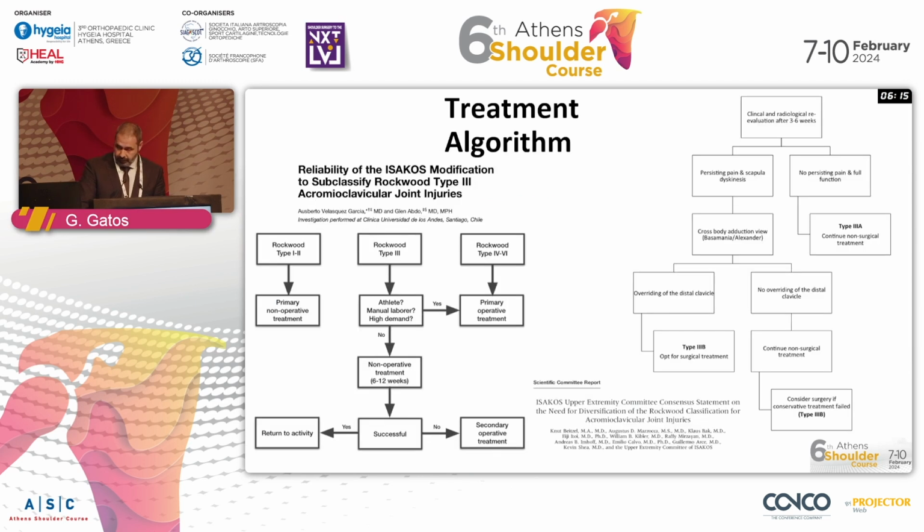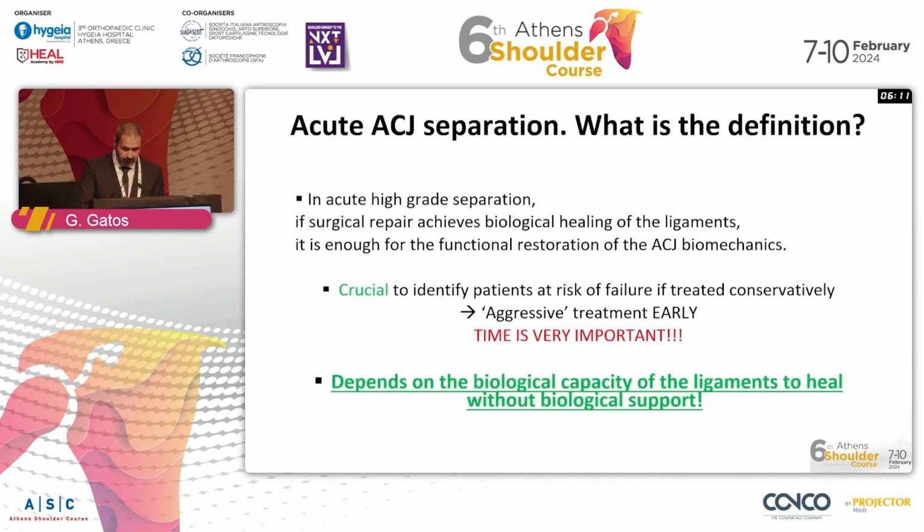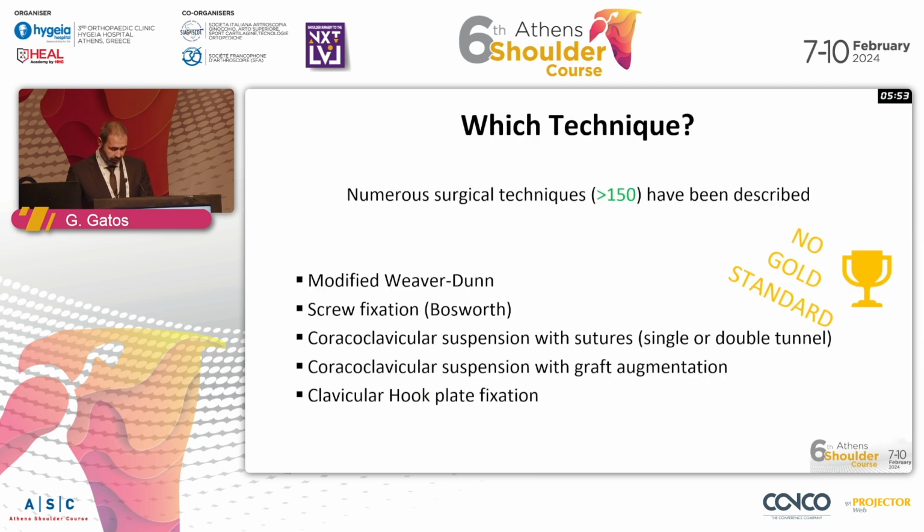Certain treatment algorithms have been described, also taking into consideration the chronicity of the injury, which is another issue to be taken into account. It is crucial to identify which patients are at risk of failure with conservative treatment and address them surgically at an early stage. It also depends on the biological capacity of the ligaments to heal without biological support.